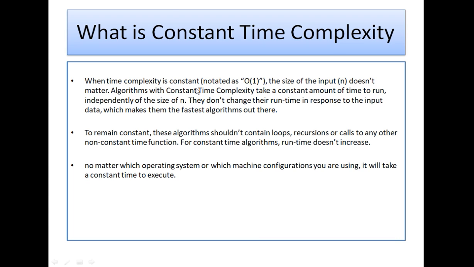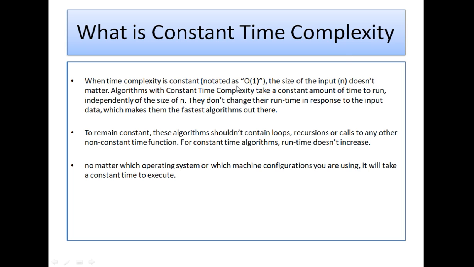When time complexity is constant, notated as big O of 1, the size of the input n does not matter. If you see that notation, the big O, then the bracket, and inside that bracket I have written 1. Whatever number is inside the bracket indicates how many times the compiler will execute the particular operation.